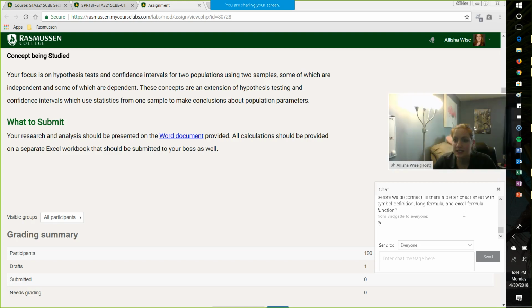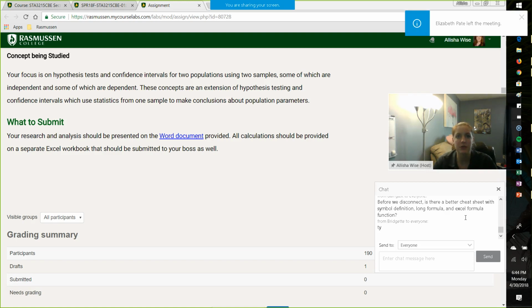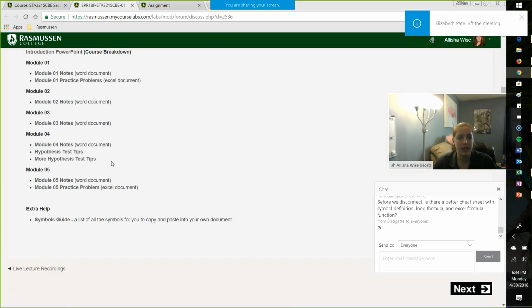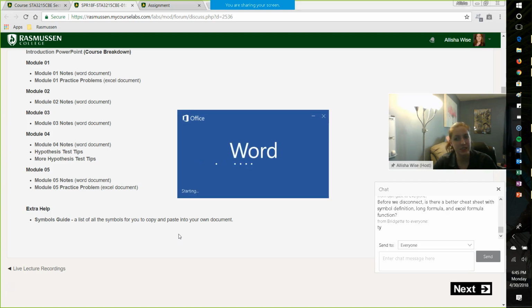So Dan asked, is there a better cheat sheet with symbol definition, long formula, and Excel formula function? Not that I'm aware of. That's the worksheet that we came up with. Honestly, for you guys, if you want a worksheet that has your formulas too, I'd almost say just write them out on a worksheet so that you have that as a reference, because I don't have anything like that. I'm sorry.